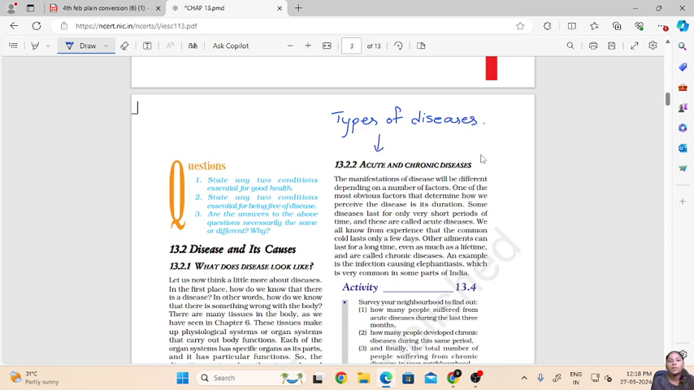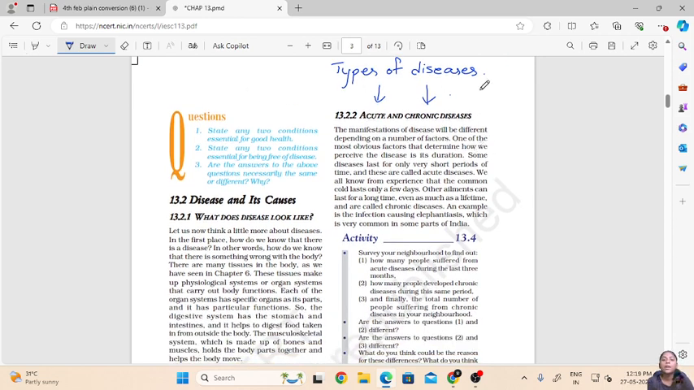So we have first acute diseases and chronic diseases. So what are acute diseases? Now we have seen that some of the diseases will last only for a short period of time. Okay, we will be sick for maybe 1 or 2 weeks and then we will become well. Whereas there are some other diseases which will last much longer, as much as a lifetime.